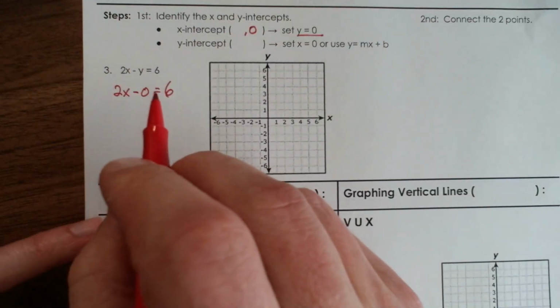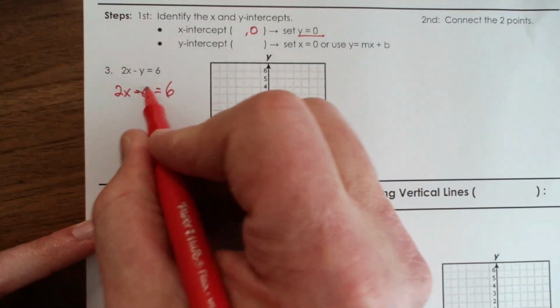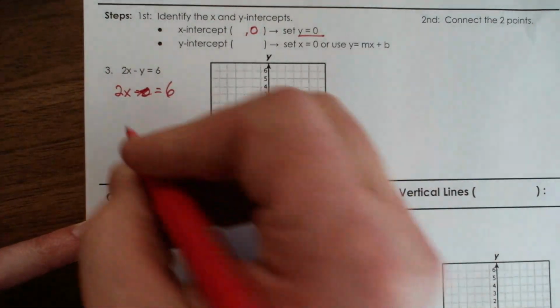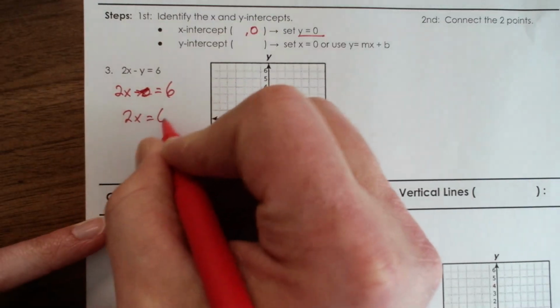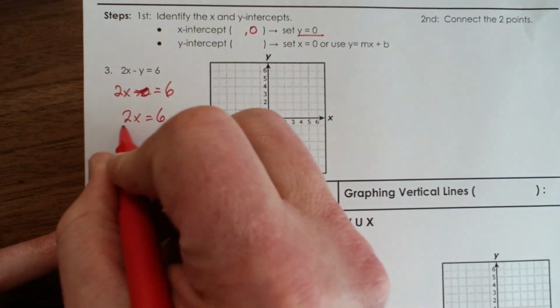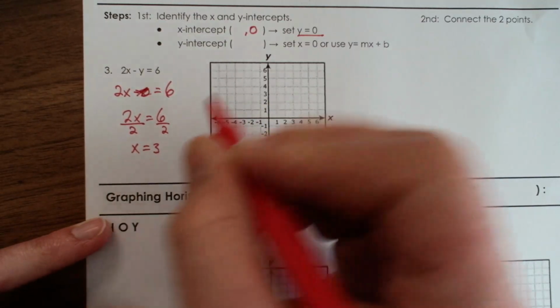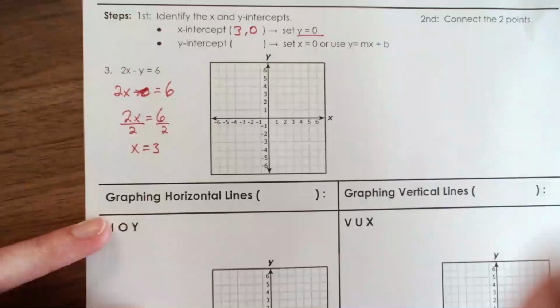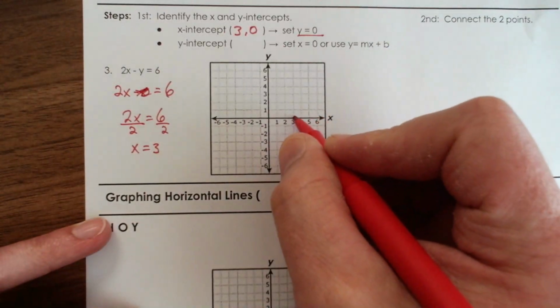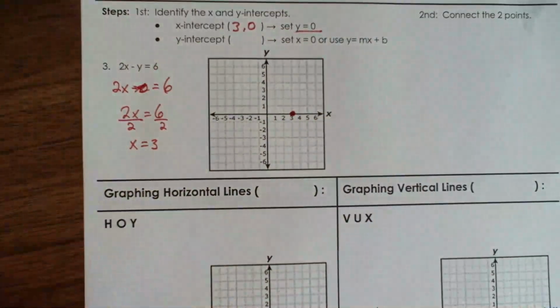Well, 2x minus 0, anything minus 0 just goes away. Who cares? That doesn't matter. I'm left with 2x equals 6. Well, in that case, all I have to do is divide by 2. And I'm left with x equals 3. So my x-intercept is 3, which means this right here, my x-intercept, is a point on this graph.